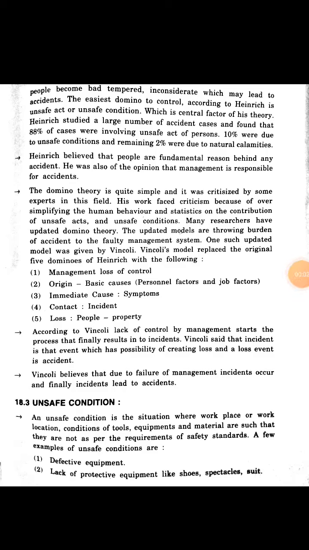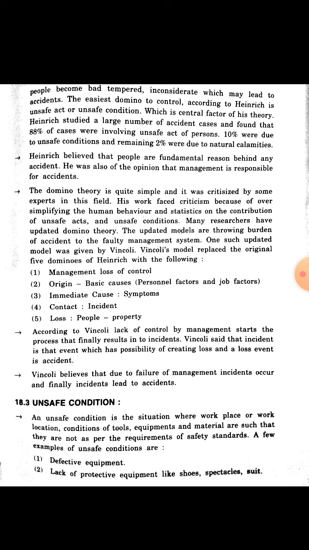Hello students, today we start a new topic in chapter 11, construction safety management. Here we start a new topic, the unsafe condition. An unsafe condition is a situation where the workplace or work location condition, tools, equipment and material are such that they are not as per the requirement of safety.